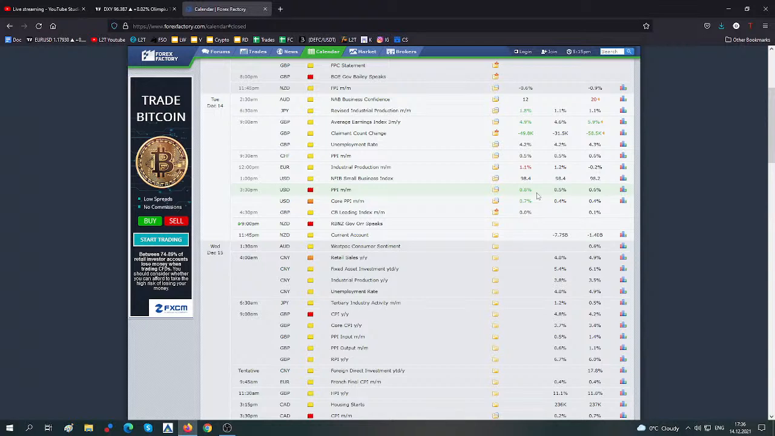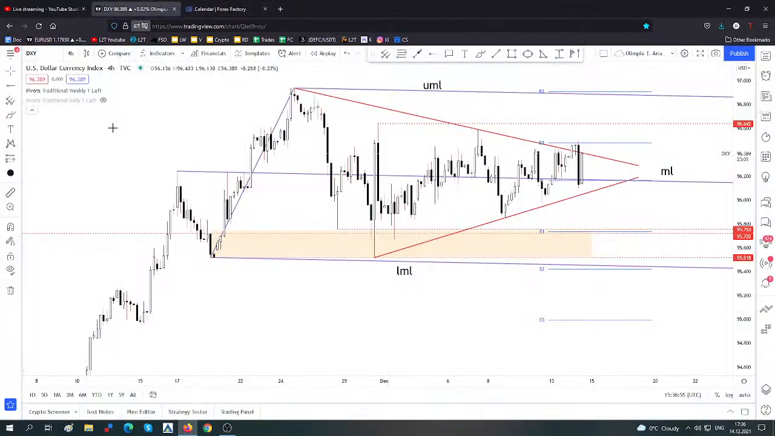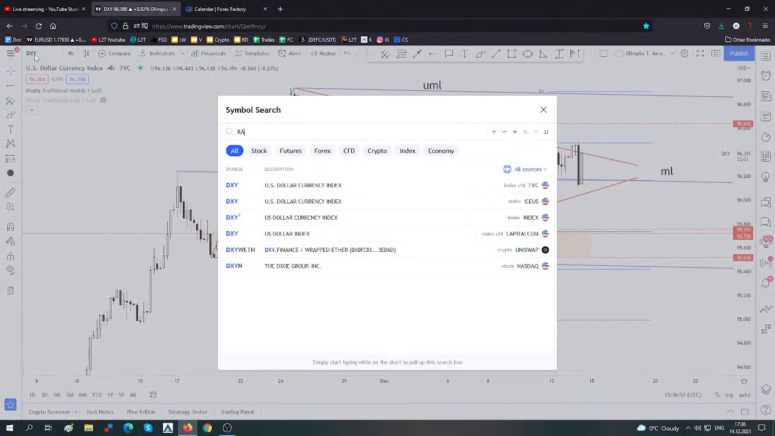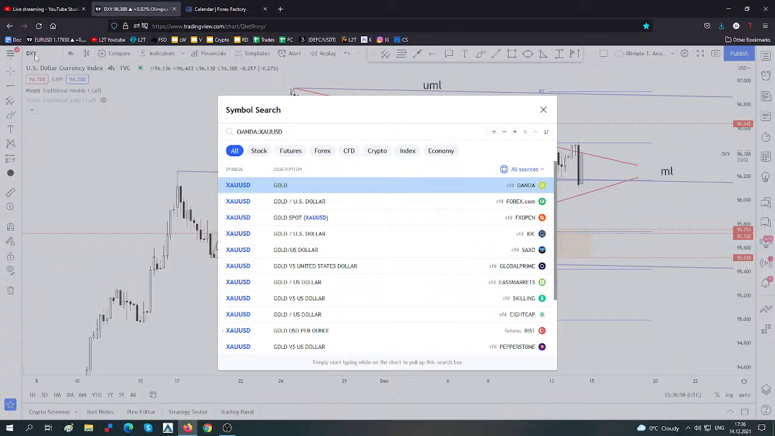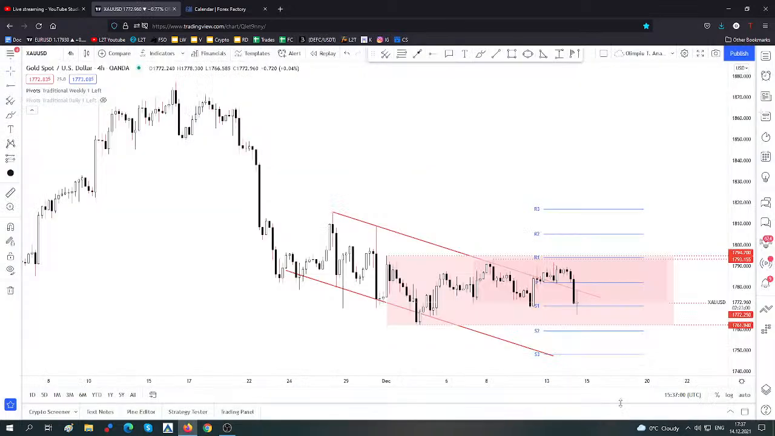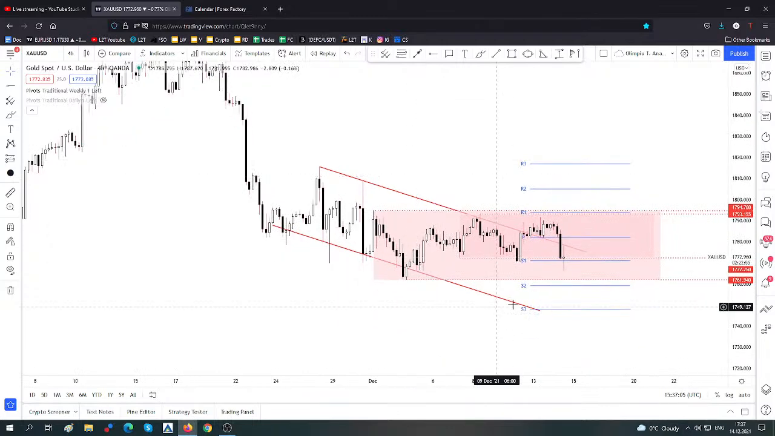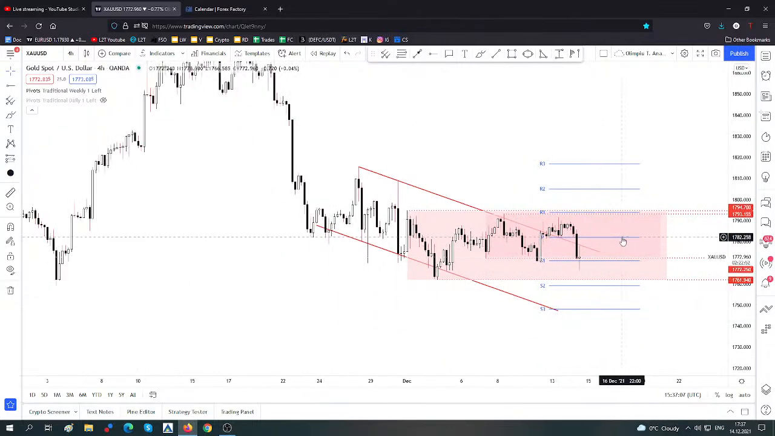Bro, I'm stuck at 1780. Let's take a look. Gold again. So yeah, 1780. Unfortunately it has failed to stabilize above the pivot point. As I've told you, it's traded back below this downtrend line.